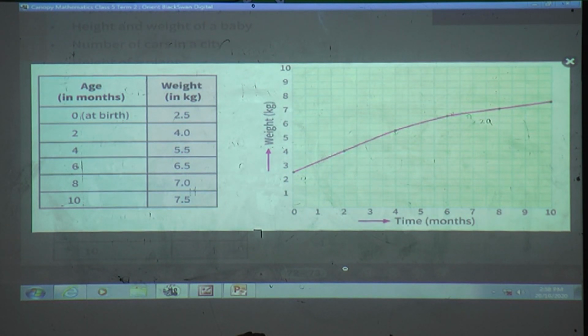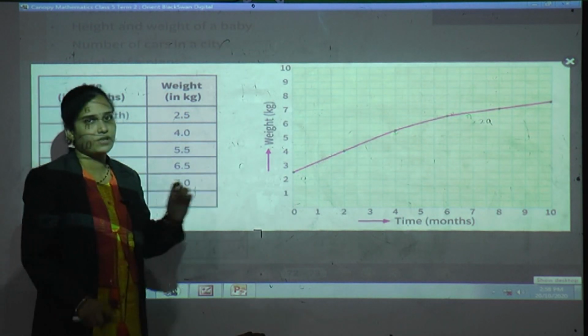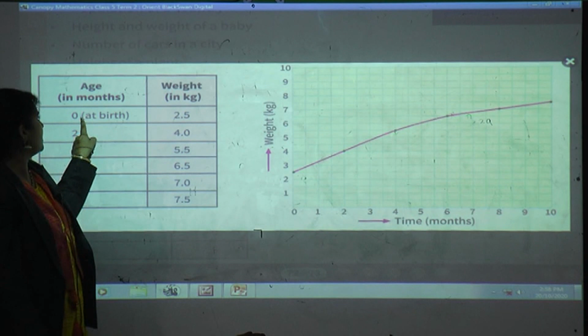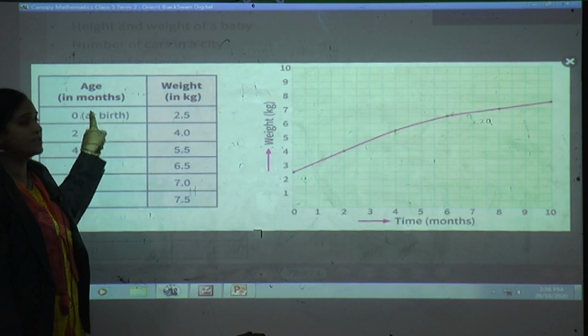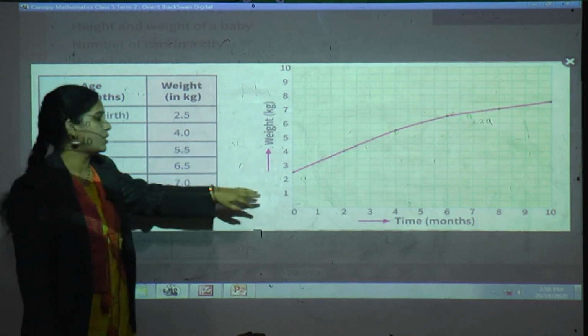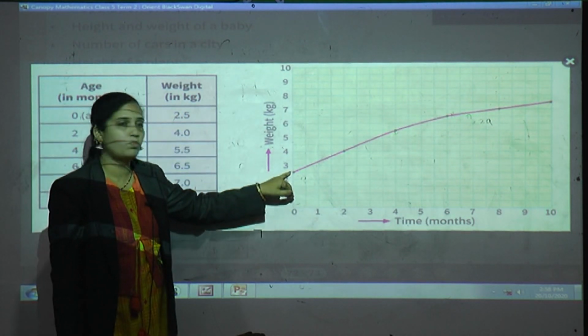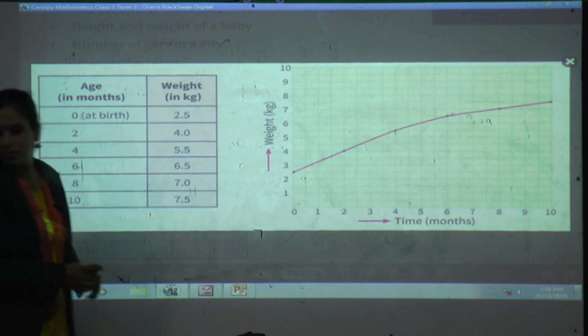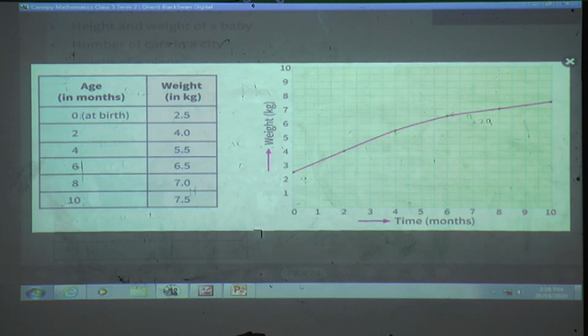Okay students, now give me the answers. Here they have asked some questions. What was Aruna's weight at birth? Here, what was Aruna's weight at her birth? At birth, that means 0 months, the weight is 2.5 kg. So right there in the textbook, 2.5 kg. Okay. Now what was the increase in weight after 4 months? Where is the 4th month?